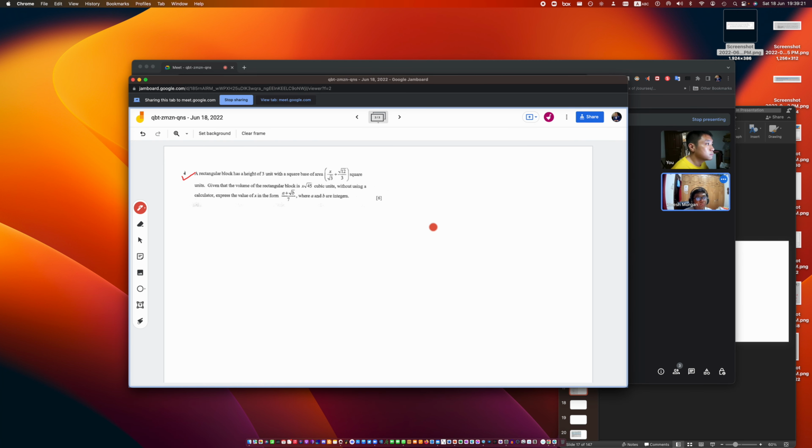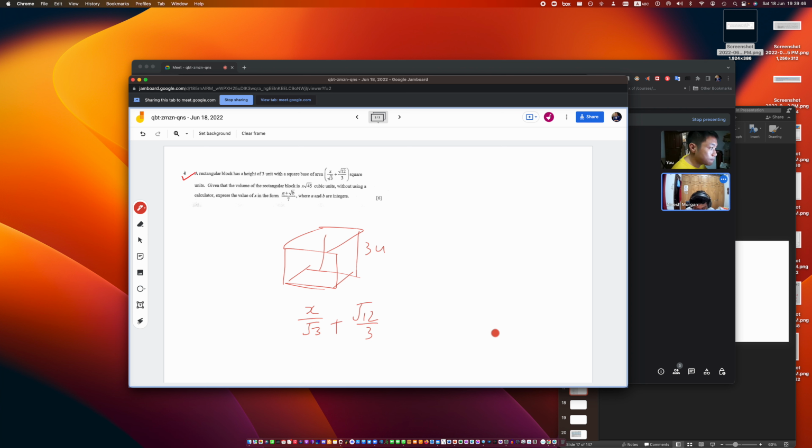So can you see slide 3, and we are actually talking about question 4 now? Yeah, I can see. Okay, good. So over here it says a rectangular block has a height and a square base. So basically you just sketch this out, and then the height is 3u, and then the square base of area. So this is the square base area.